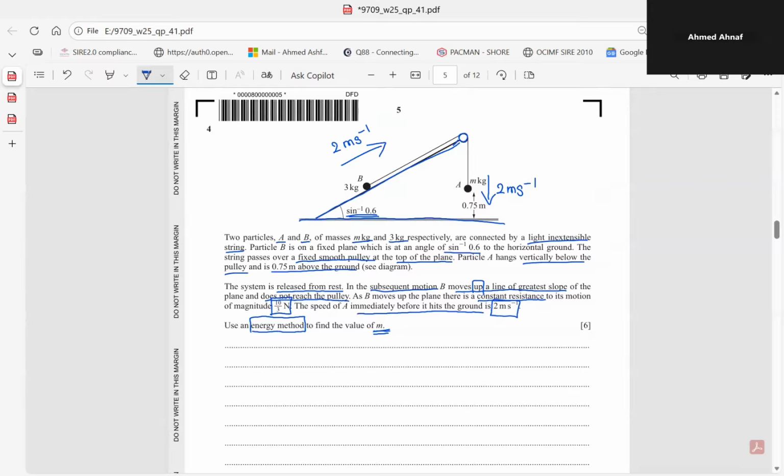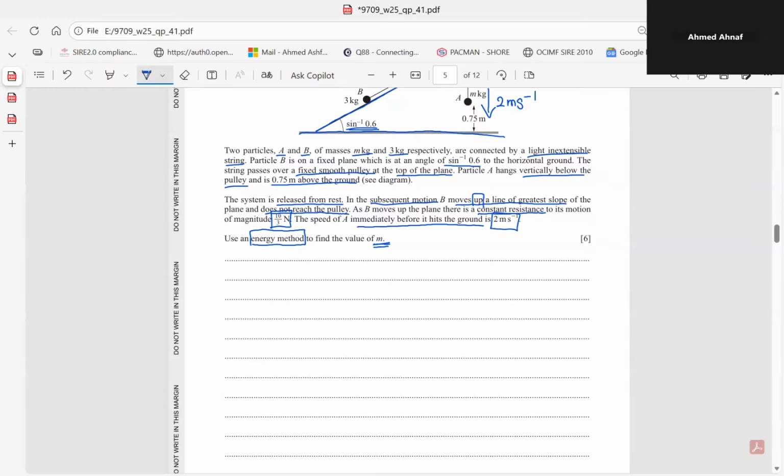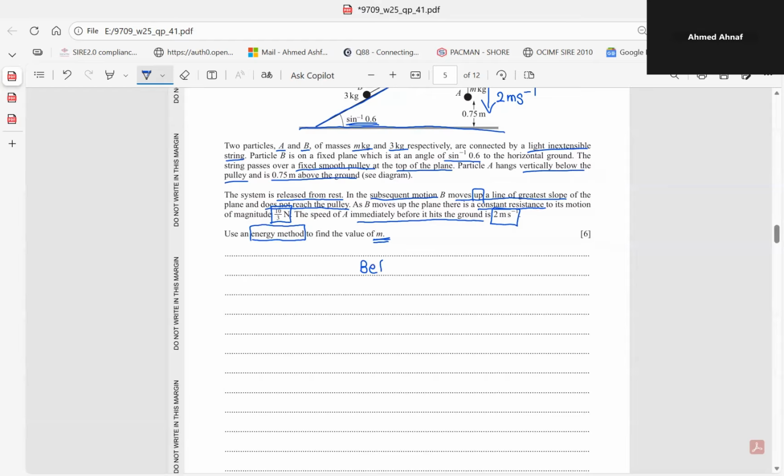All right, so to use the energy method, we are going to use the principle of conservation of energy. What that means is total energy before equals total energy after, so total energy is always constant. Let's find the total energy before. In this context, before is when it's at rest.